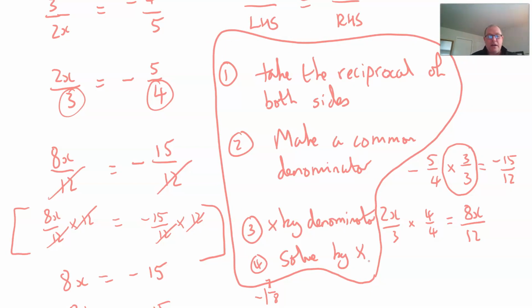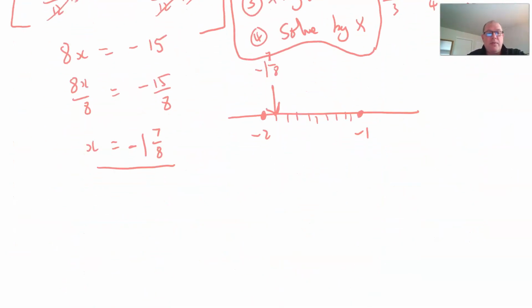Okay, I hope you find that helpful. Now you want to try one on your own, so I'm going to put one here for you. So let's do 4 over 3x equals minus 2/3, and I'm going to pause the video, try that yourself, and then I'll really quickly go through it.